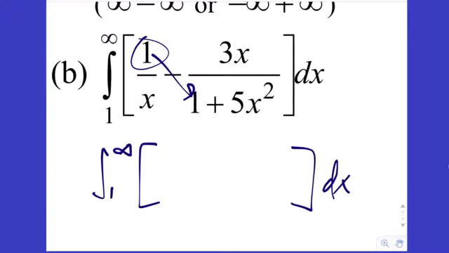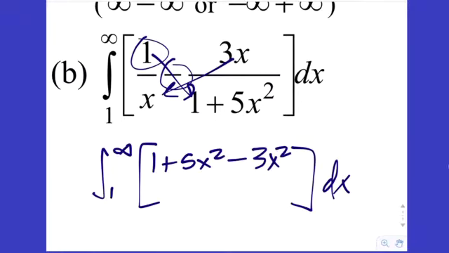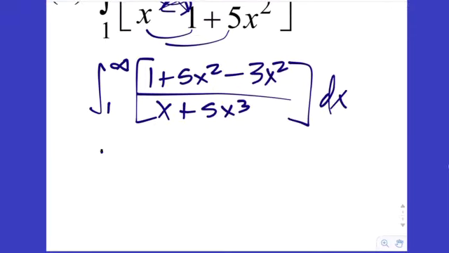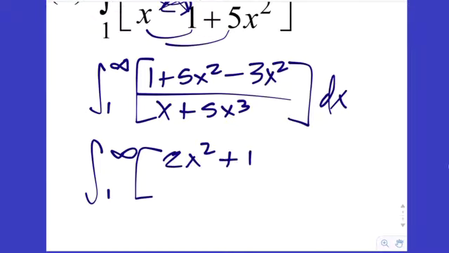You got to start in the top left, though. So 1 times the bottom is 1 plus 5x squared. Then you take the middle sign, minus the other product, 3x squared. So you got to start in the top left because subtraction is not commutative. All over the product, which I'll distribute, that's going to be x plus 5x cubed. And so if we simplify that, we get 5 minus 3, that's 2x squared, plus 1, all over 5x cubed plus x.